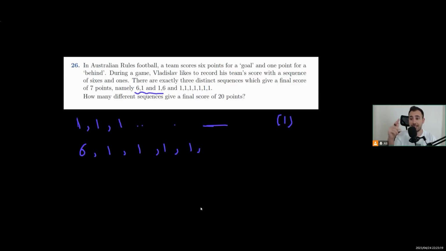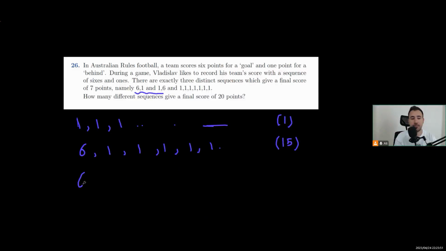So because I said 14 ones and 1 six, think about there are 15 spots. The 6 could go anywhere, and the rest of them will be 1, 1, 1, 1, 1. So this will be 15 possibilities. The first score is 6, the rest are 1. The second is 6, the rest are 1. We'll have 15 like this.